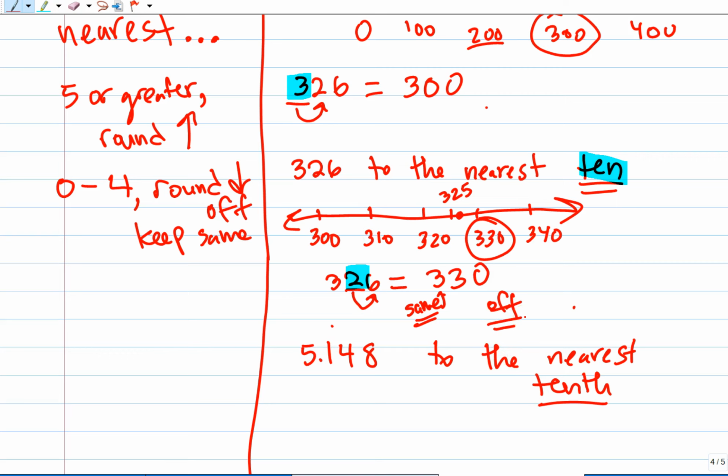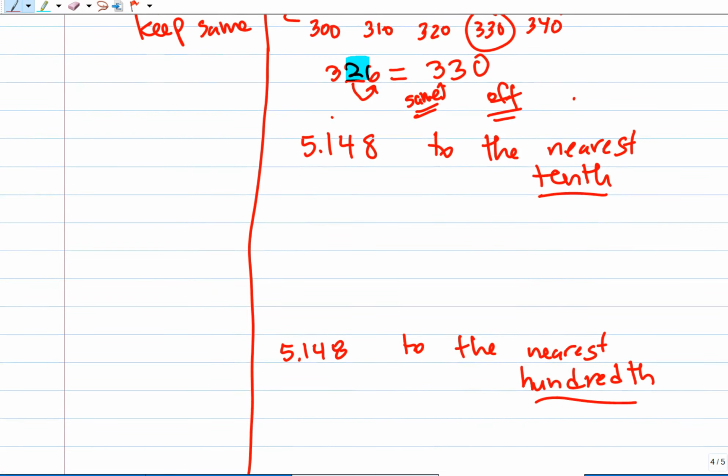Okay? Let's kick it up a notch. 5.148 to the nearest tenth. Well, where are the tenths? You do need to know your place value. I'll give you a table here at the end of this section. But the tenths come right after the whole numbers. So here's my whole number, here's my tenth. That's what I underline. Looking at the next number, 5.148, that number is between 0 and 4, which means everything will round down or round off. So it stays what? 5.1.